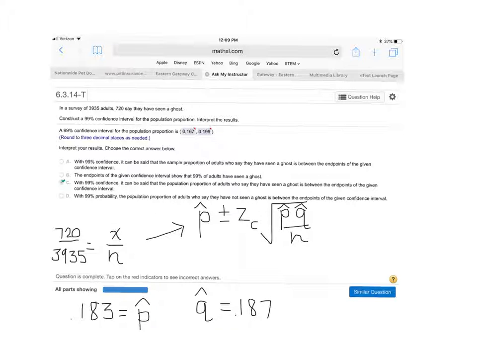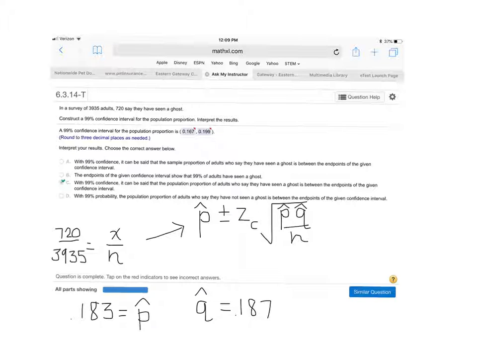So first we want to verify that we can confidently construct this interval. Is our expected number of successes n times p hat, or 3,935 times 0.183, at least 5? It most certainly is. It's 720.105. Is our expected number of failures n times q hat at least 5? Well, that most certainly will be as well, because if we take 3,935 and multiply by 0.187, we get over 3,200. Clearly, they are large enough.